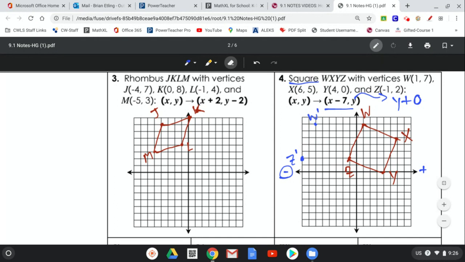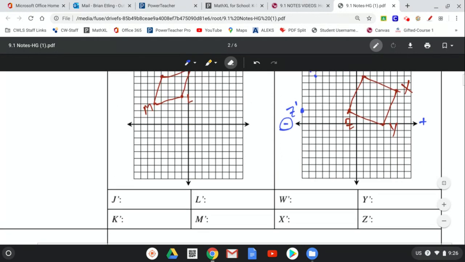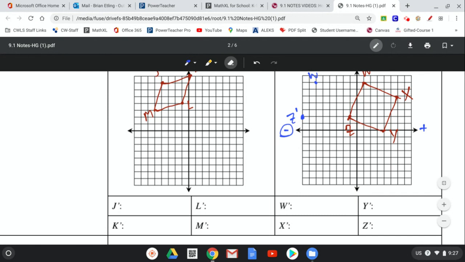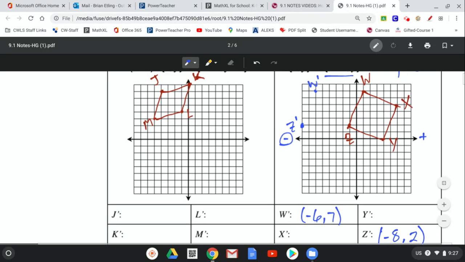So I'm going to let you guys finish this one out. So what I'd like you to do: the coordinate for Z prime is -8, 2. And the coordinate that we got for W prime should be -6, 7. All right, so finish it out. Shift over X to get X prime and shift over Y to get Y prime and finish that problem out.